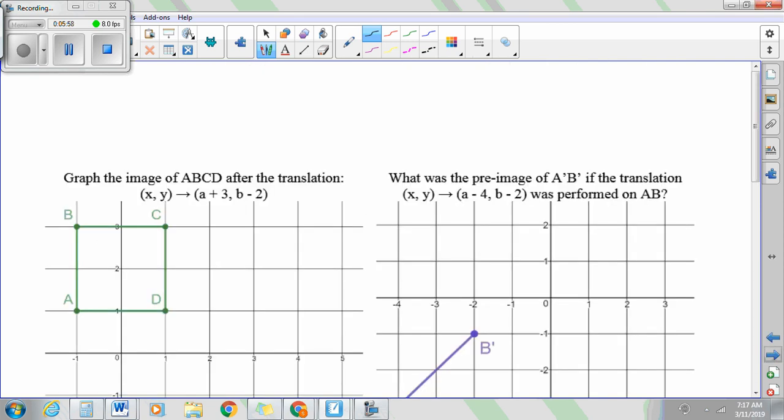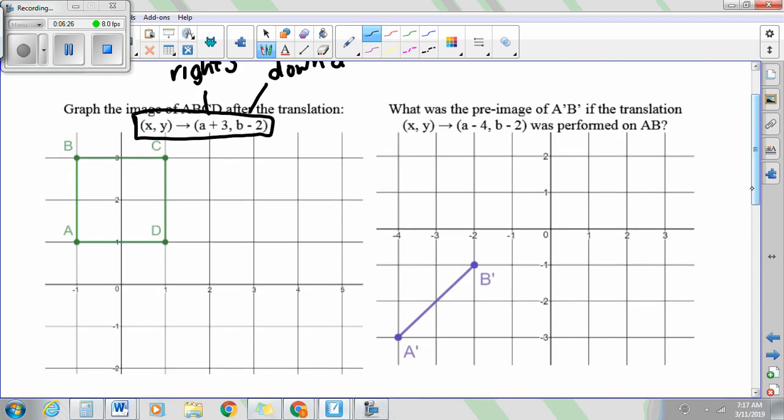So here I have graphed the image of ABCD after the translation. This is almost the same thing, it's just a little bit backwards. It gives us what the translation is, and we have to take this and physically graph it. So look at what this says, a plus 3. Plus in the a's, it says to the right, so this is saying move right 3. B minus 2, this is saying down 2.